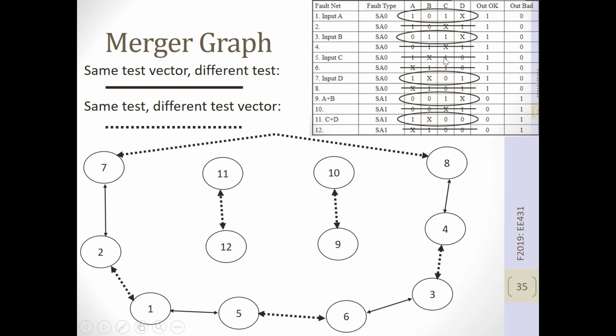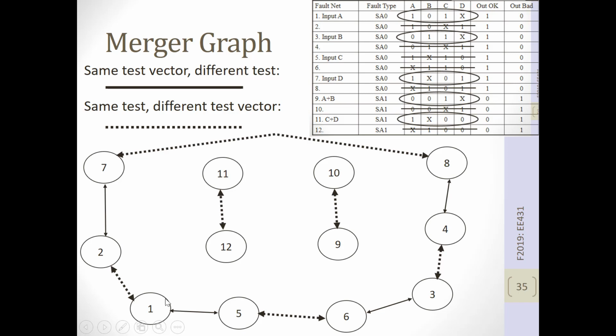Okay, and then you also saw that 1 and 5 can be merged. If you use the test vector 1, 0, 1, 0, that covers the 5th test and the 1st test. So we can use a single test vector to test 2 of them. I connected the ones that you can use a single test vector to test both tests with a solid line.